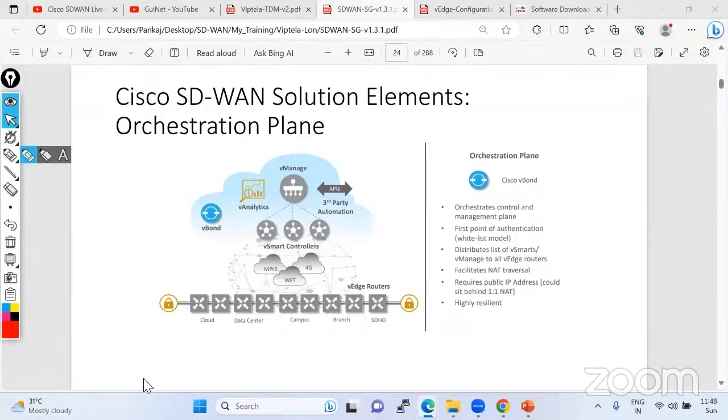This is the primary function of the vBond. There is no routing and no policy. Second, NAT information is managed by the vBond. Clear to everyone? Yes. Only NAT and only the validator, correct or wrong. Yes, NAT and validation. That's two things, nothing else.